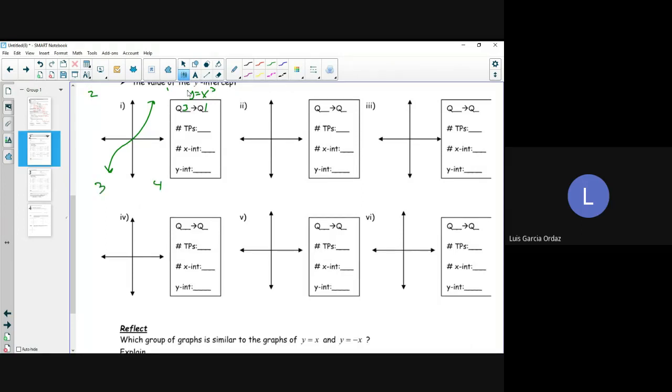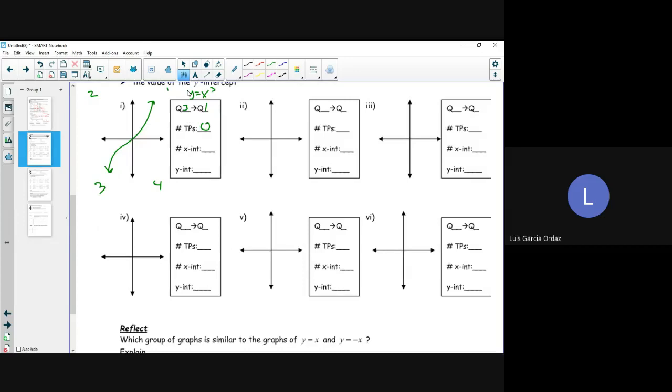How many turning points does it have? 0. This does not count as a turning point. That is known as a point of inflection, where it just changes direction slightly. It doesn't go from increasing to decreasing. Remember turning points, it has to go from decreasing to increasing or vice versa. As you can see, it is increasing, increasing, increasing. It takes a turn, but it still keeps increasing. So that would not be a turning point.